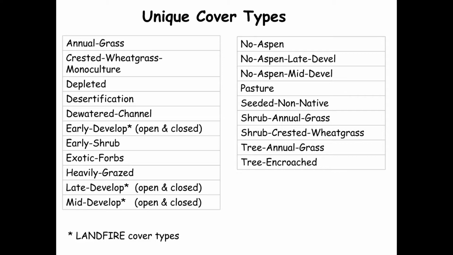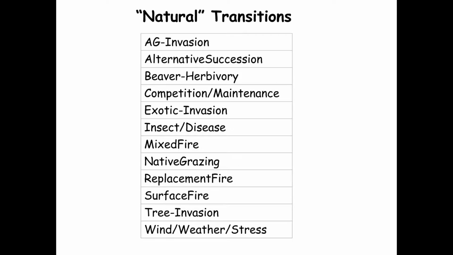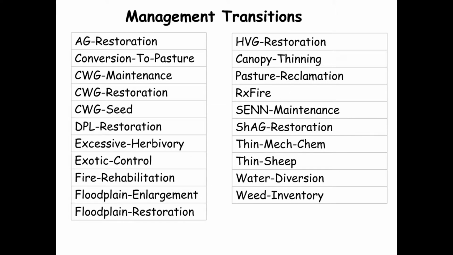We made an incredible effort to simplify everything to just these ones. So this is the unique cover types for all the models. We made it as generic as possible. You need to do that. Same thing for the natural transitions, anything that's not controlled by management, like even cheatgrass invasion is one of those. This is the full set of disturbances in the landscape. 17 models and we only had this. So we made a great effort to simplify.